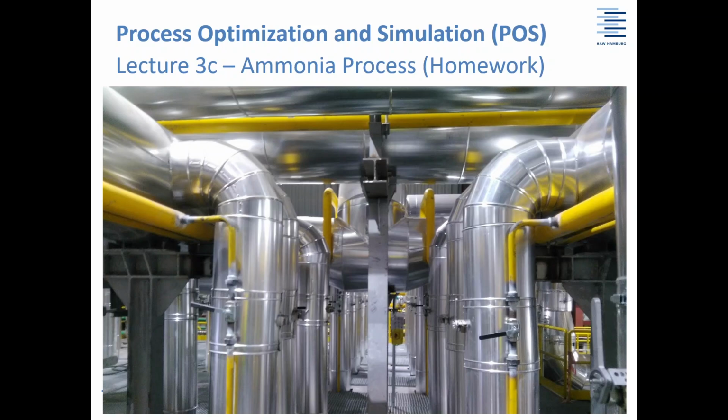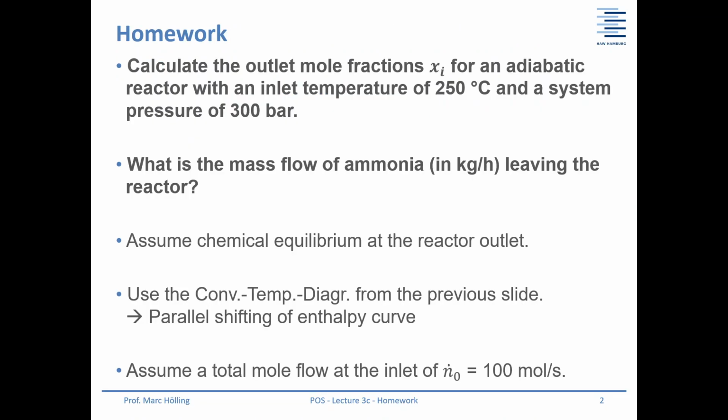There were two homeworks. One was on the conversion temperature diagram, and the second one was on the reactor sizing. Okay, let's start with the first homework. Calculate the outlet mole fractions Xi for an adiabatic reactor with an inlet temperature of 250 degrees and a system pressure of 300 bars. What is the mass flow of ammonia leaving the reactor?